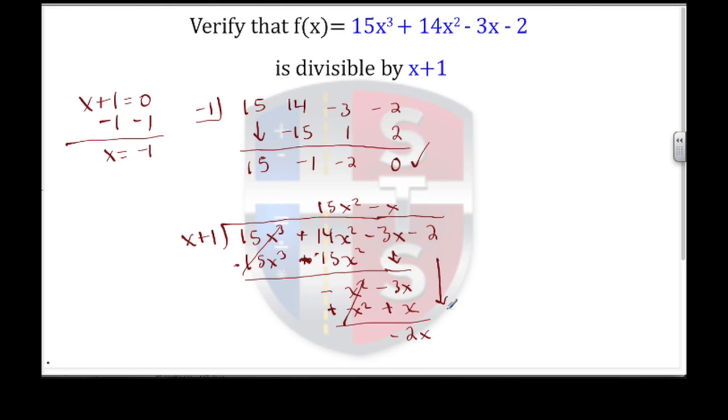And then I bring down my next term, which is a -2, and finally ask myself the same question again: what times x will give me a -2x? And in this case, that would be a -2. So -2 times the -2x gives me a -2x. -2 times +1 gives me a -2. Again, when I subtract, the terms change their sign because I distribute a negative, and we see that I come up with a remainder of 0, which matches my answer up here. So I know that x plus 1 is a factor.